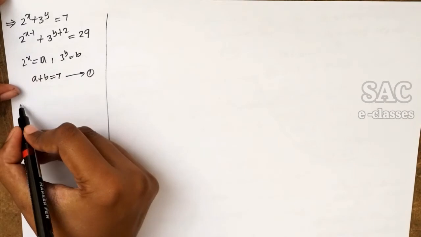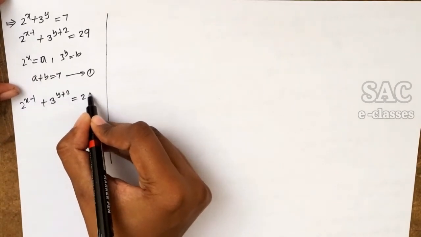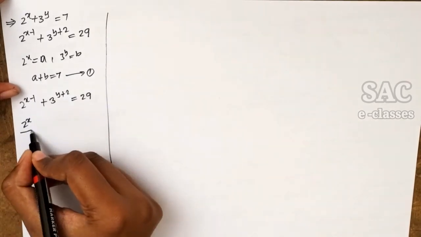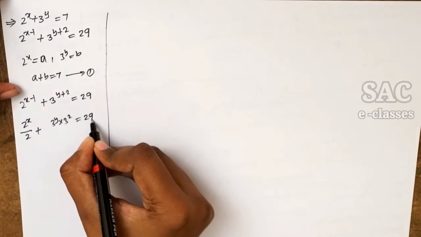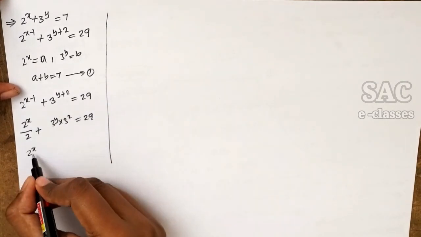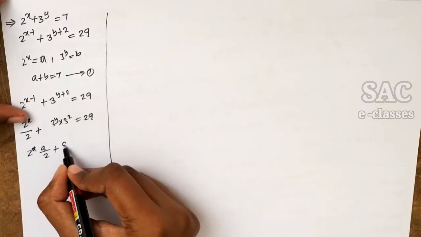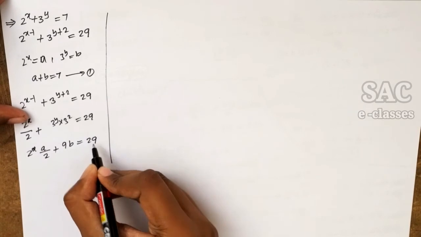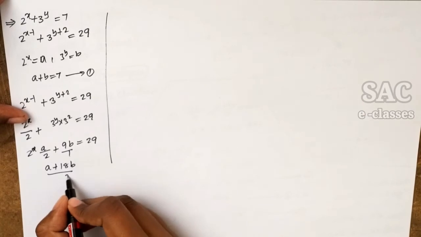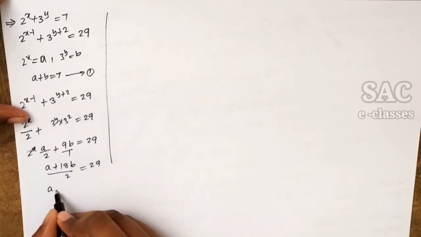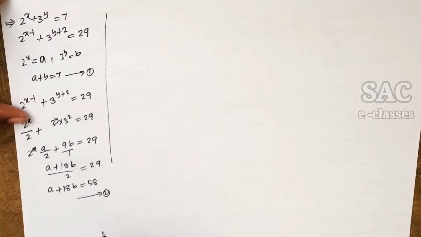Then in what way can we expand 2 power x minus 1 and 3 power y plus 2, which is equal to 29? 2 power x by 2 plus 3 power y into 3 square equal to 29. Then 2 power x by 2 can be written as a by 2 plus 9b equal to 29. a plus 18b by 2 equal to 29. a plus 18b equal to 58. Think of it as equation 2.